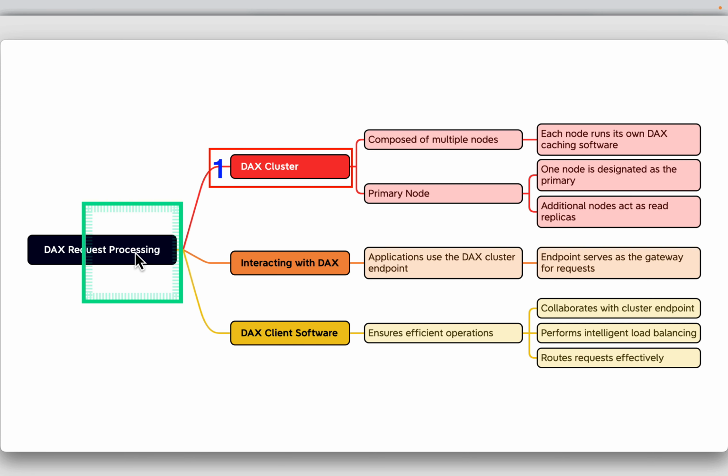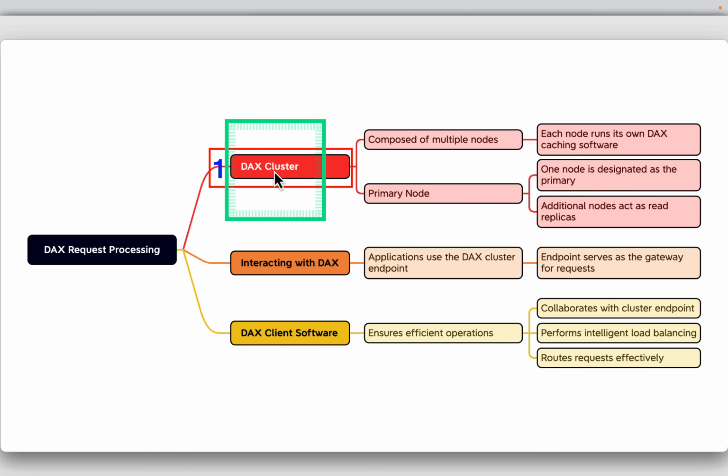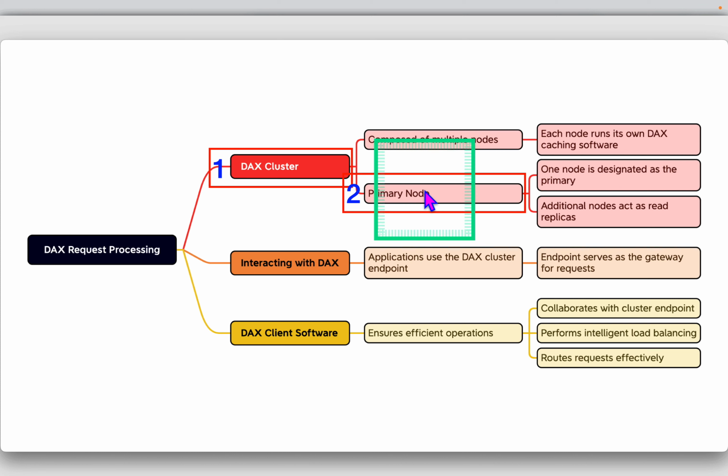Now I'll talk about request processing within DAX. A DAX cluster is made up of multiple nodes, with each node operating its own instance of the DAX caching software. Within the DAX cluster, one of the nodes is designated as the primary node, and if there are additional nodes, they act as read replicas, enhancing read capacity.